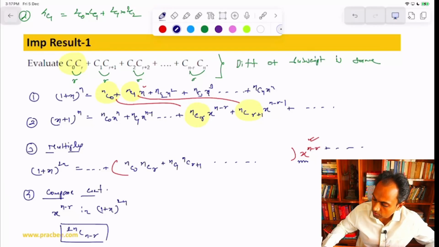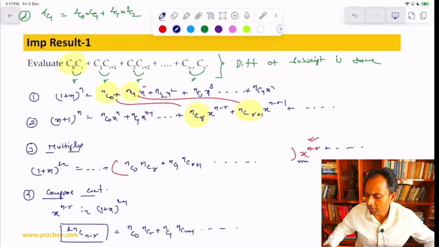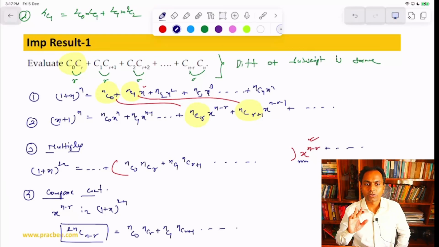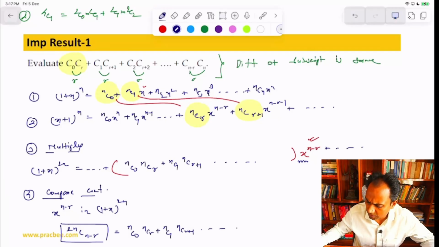So the answer to a series that looks like this, nC0 nCr, nC1 nC(r+1), can directly be written like this. So there are 4 steps involved. In the first one, we wrote the series in ascending order of x, second descending order of x, then multiplied them, understood the series that is given to me is corresponding to which power of x, compared the same power of x from the left hand side and got my answer. This is a very standard process.